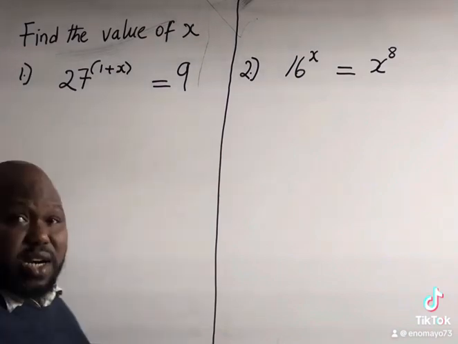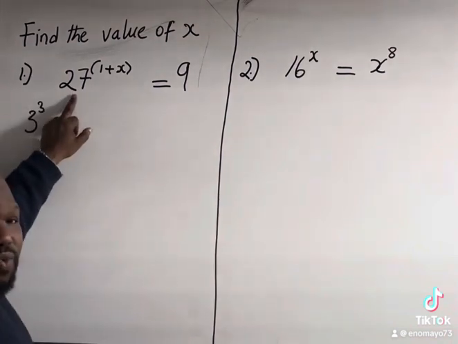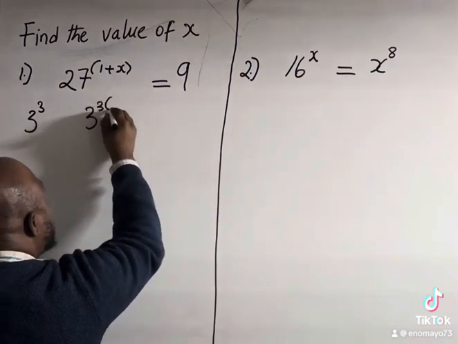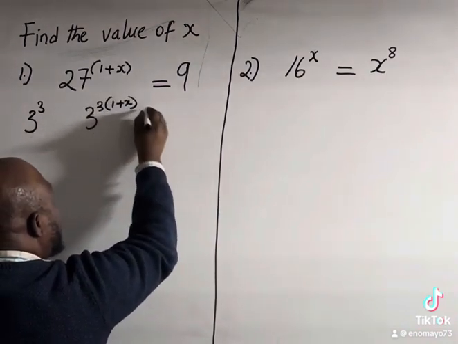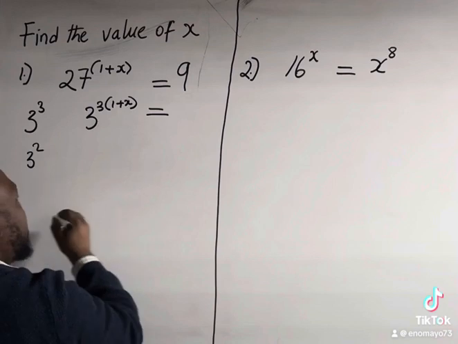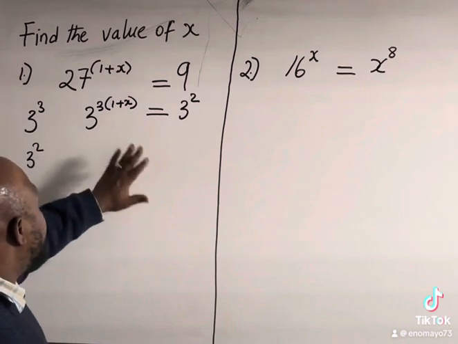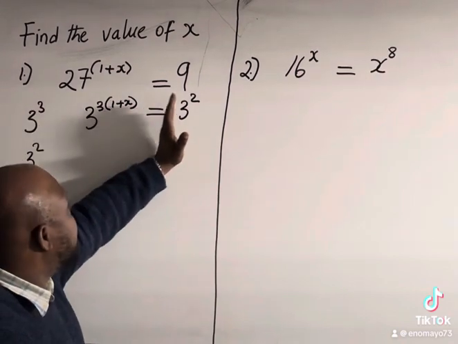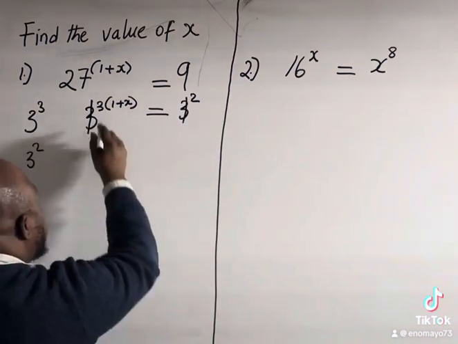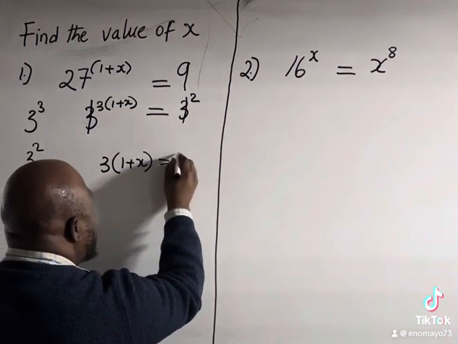So we know that 3 raised to power 3 is the same thing as 27. Which means we now have 3 raised to power 3 into 1 plus x equals to 9, which is the same thing as 3 raised to power 2. Now we have base 3 on our left hand side, base 3 on our right hand side. So which means the base can go. That means we now have 3 into 1 plus x is equal to 2.